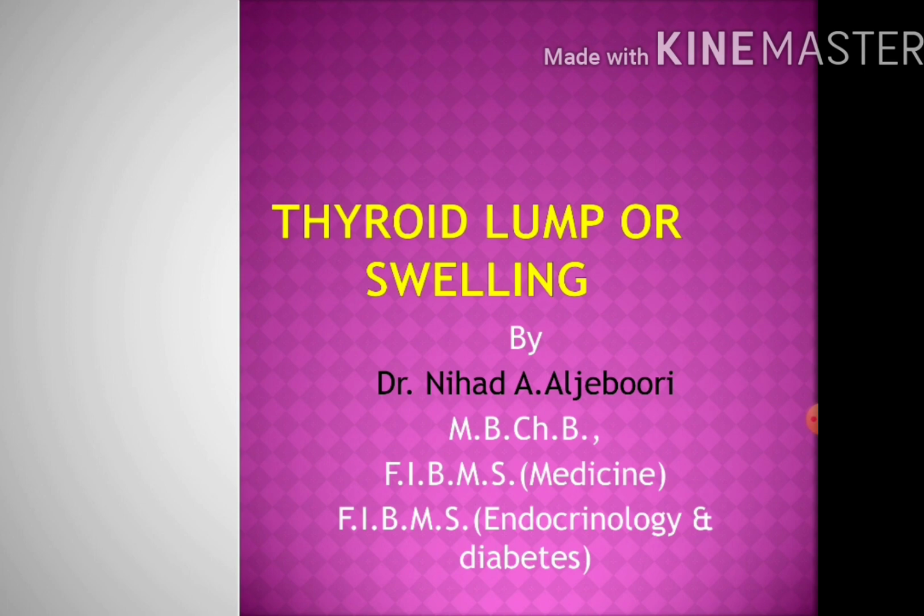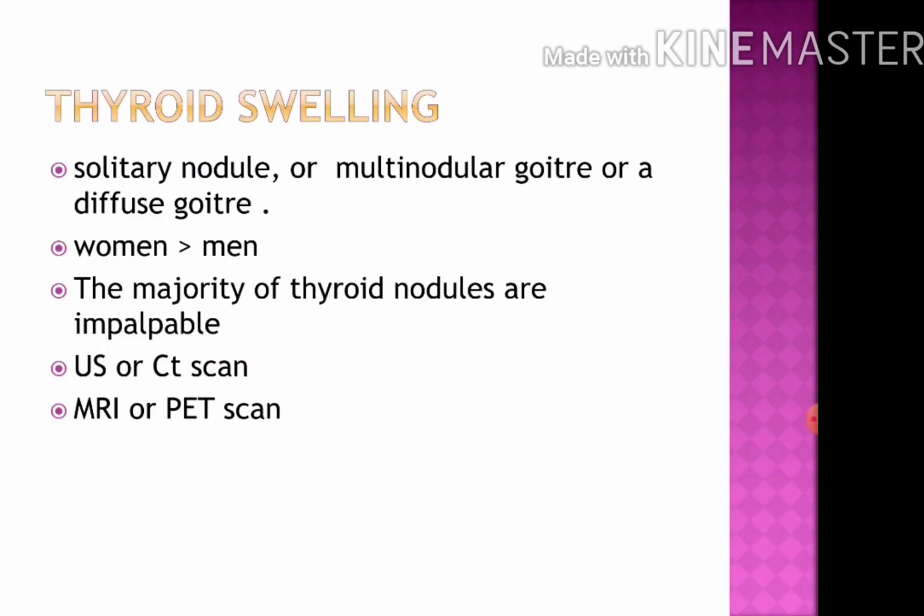Our lecture today will be about the thyroid lump or thyroid swelling. Thyroid swelling is presented to us either as a solitary nodule, a multinodular goiter, or a diffuse goiter. Most commonly it affects women more than men, and the majority of thyroid nodules are impalpable. The majority can be seen by investigations like ultrasound, CT scan, MRI, or PET scan.